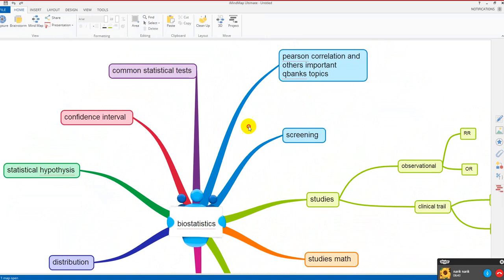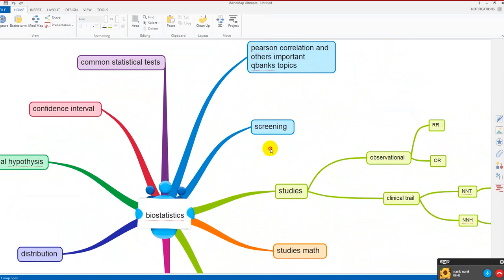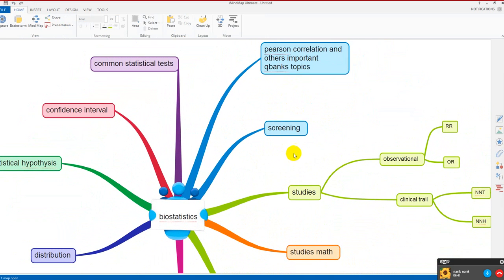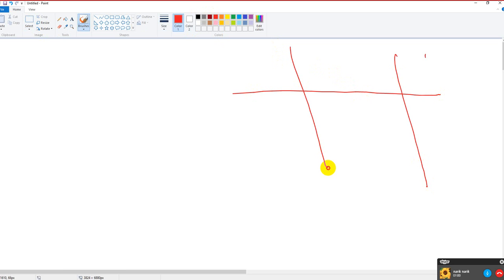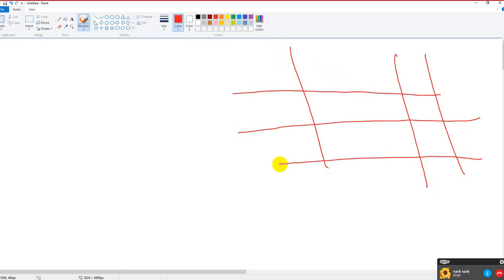Yeah. So we are doing studies. We are done with observational studies, and now we have done with screening. We'll do a very simple rapid review. For screening, we said that we draw a table: just those who have the disease and those who do not, and the exposed, the same thing.